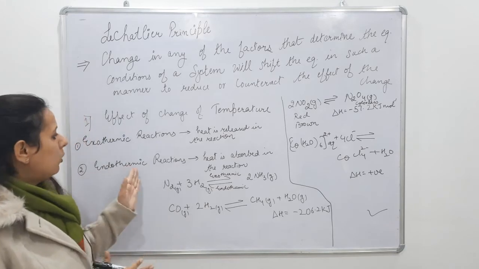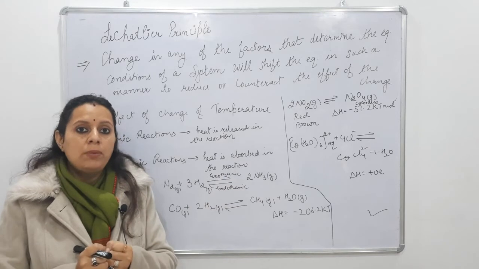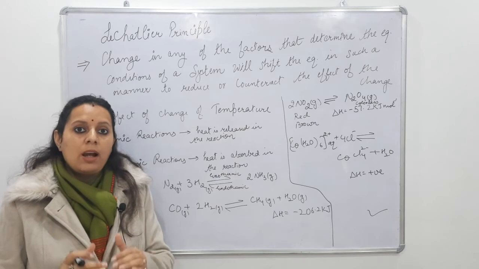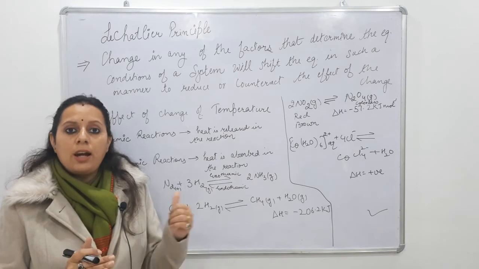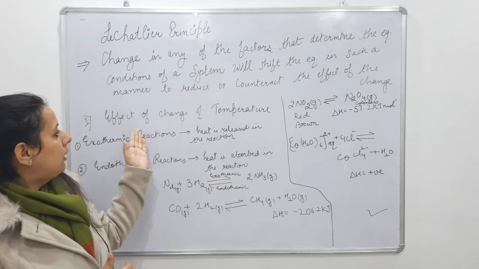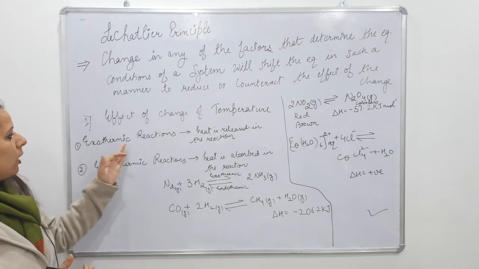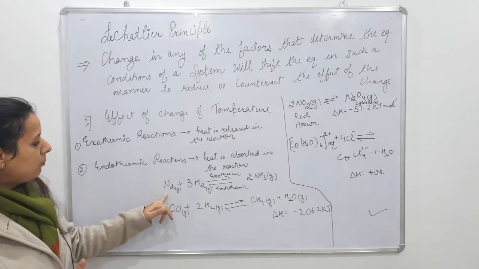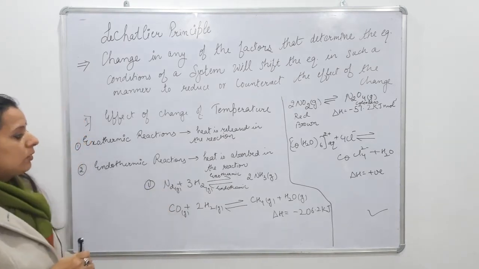And what about the endothermic reaction? Endothermic reaction is the reaction in which the heat is absorbed, and when your products are formed, the temperature gets very, very low, that means the temperature decreased very much. So that is the endothermic reaction. These two concepts we will take while explaining the effect of change of temperature. So let's start with the exothermic and endothermic reactions. I'll take their examples. So first example is, you can see, nitrogen plus hydrogen gives 2 ammonia.